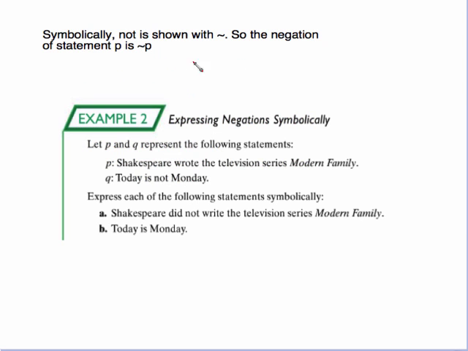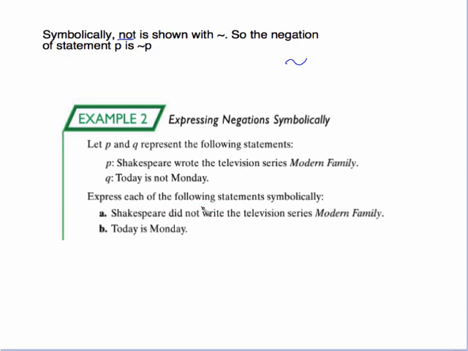Now, symbolically, if you want to indicate the negation or the word not, what we do is put this little tilde, little squiggly, in front of the P. So the negation of the statement P is the statement not P. So when you see this symbol, little squiggly in front, that means not. So we've got two statements. P is Shakespeare wrote the television series Modern Family. We have Q, today is not Monday.